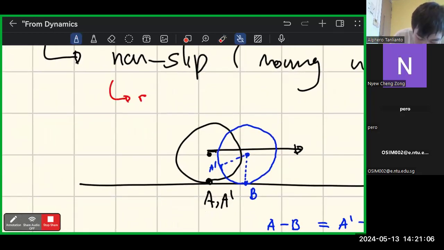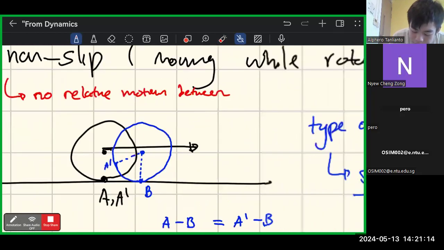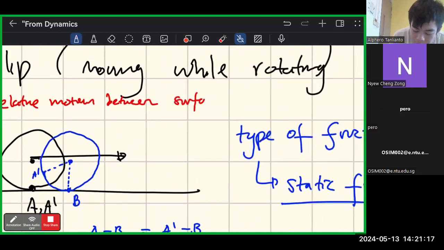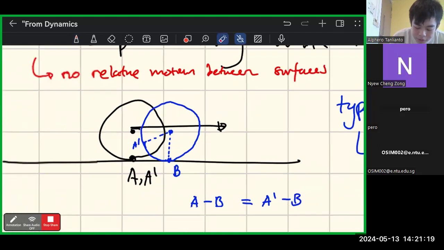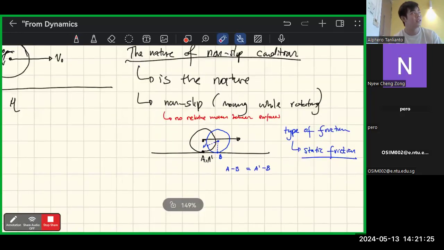no relative motion between surfaces. So the surfaces here are always in contact. There is no relative motion. It always synchronizes itself.